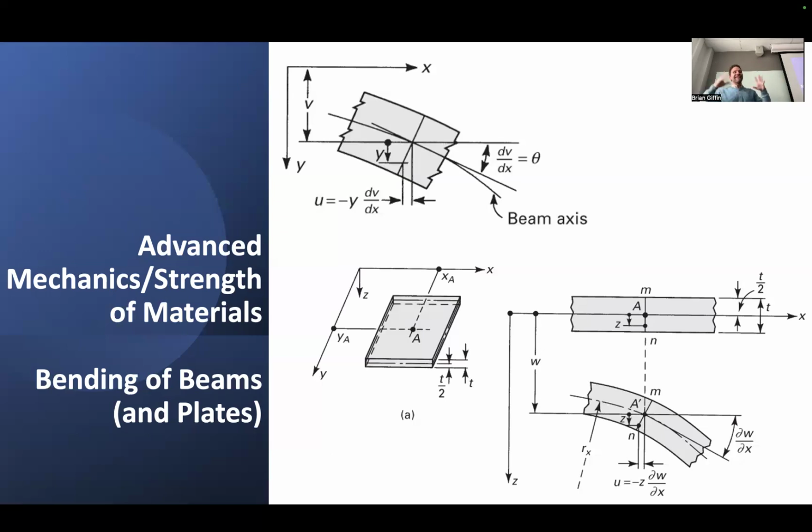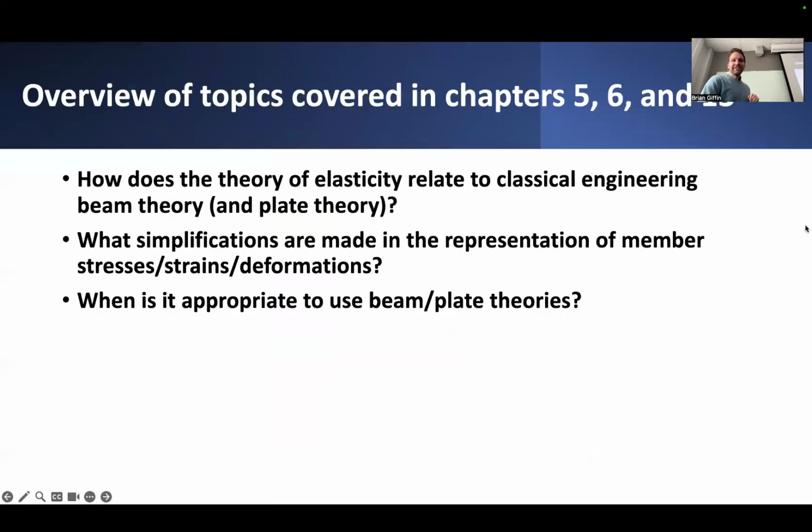And we're going to take that theory and try to simplify it and relate it back to classical engineering beam theories. And at the same time, just for fun, as kind of an extra add-on, we'll talk about plate theory. And how does that also relate to this idea of simplifying the theory of elasticity such that we can come up with these relatively simple idealizations of what's going on with the kinematics or the deformation that is assumed in how these different structures deform. So, like I said, we're going to go through this and answer a few critical questions of interest.